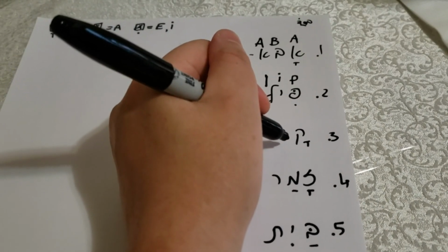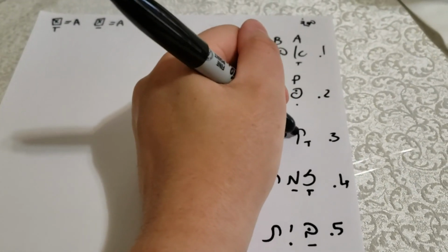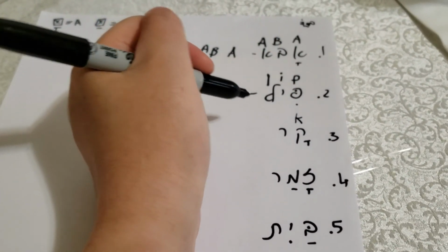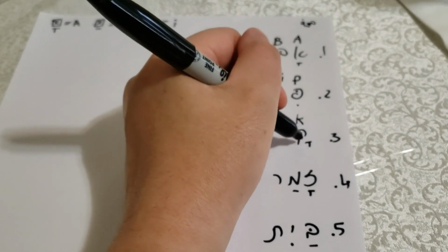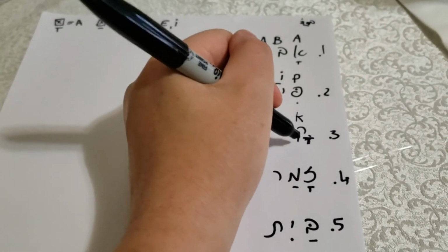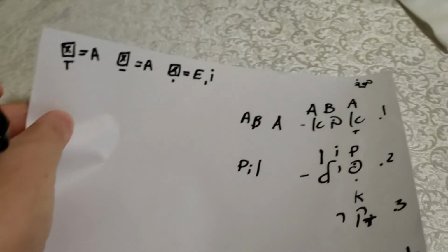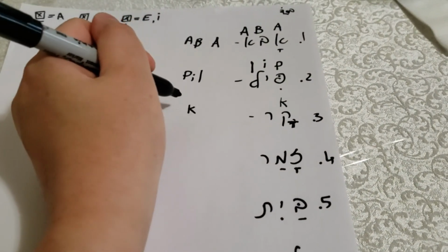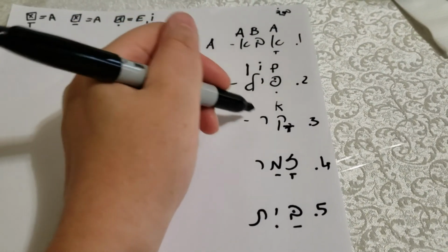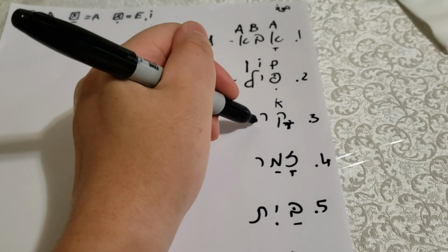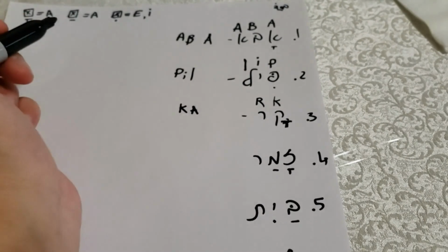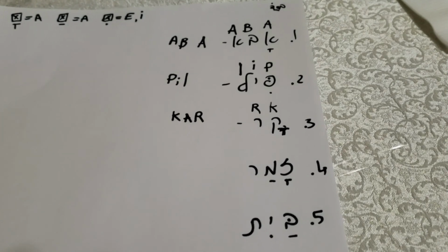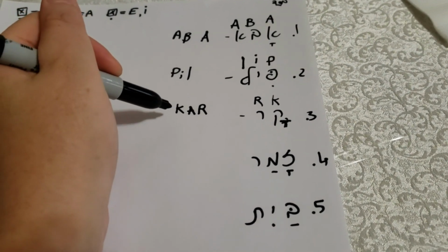Okay, next word. This is a kuf. Kuf makes the sound of K. Under that is a nikud, patach. Patach makes A. So we're going to write Ka. Last letter is Reish. Reish makes an R. Kar. It's like in English you're going to say car. In Hebrew you're going to say kar. Kar means cold.